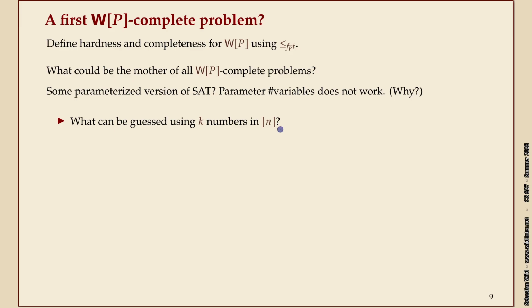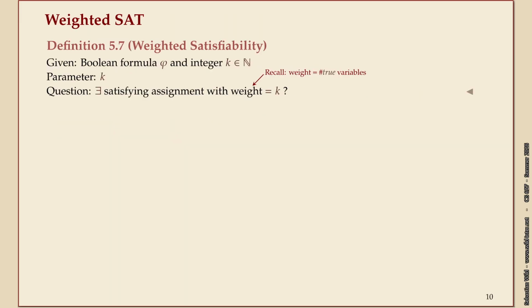The key feature we have is we can guess numbers, subsets. That's what we've seen in the clique example. But that doesn't seem to work too well with SAT. Or well, what would that mean in SAT to guess a subset? Well, we can guess a subset of the variables. And so a somewhat natural restriction would be that we guess which variables are true, but we bound the number of variables that we are allowed to set to true. And that's the weighted satisfiability problem.